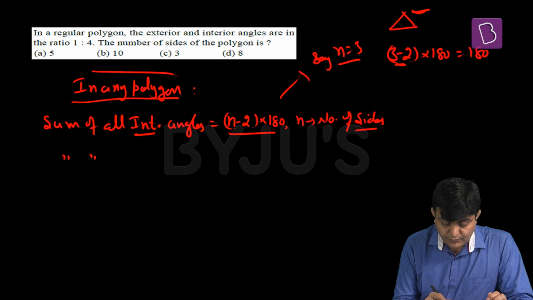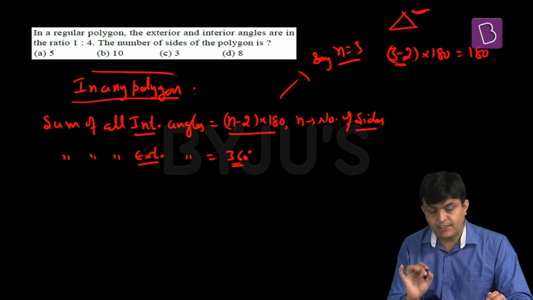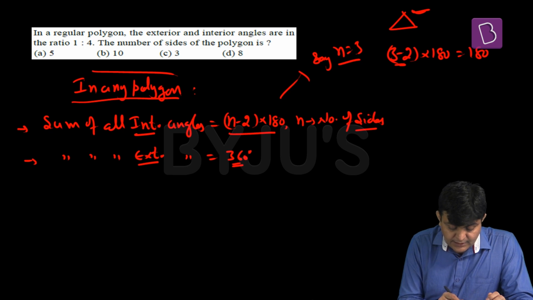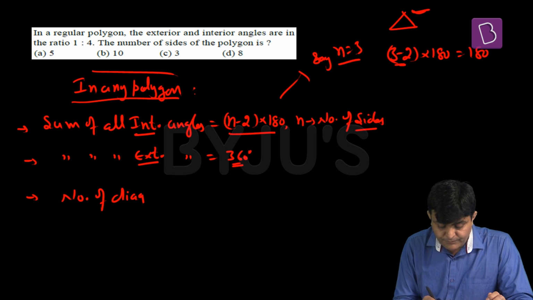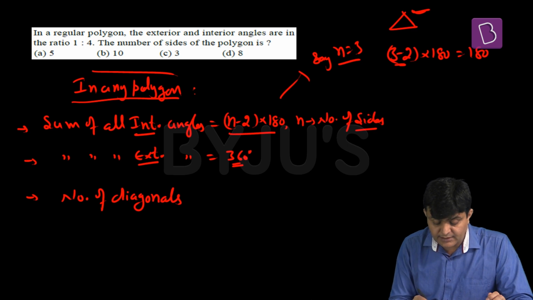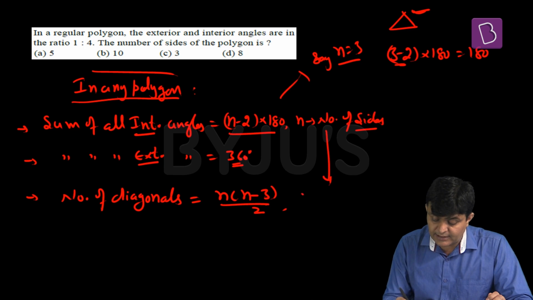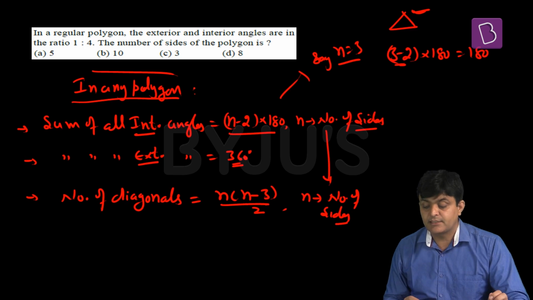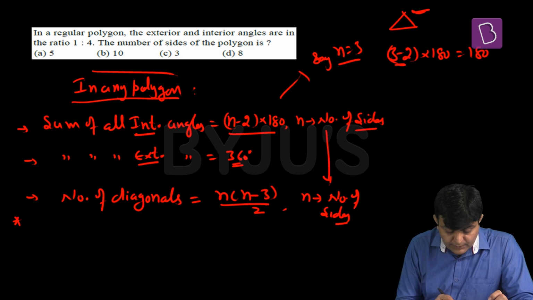And the sum of all external angles is fixed, it is 360. Done. This is number 1, this is number 2, and number 3, the number of diagonals is equal to n into n minus 3 by 2. Here n is again the number of sides, right?